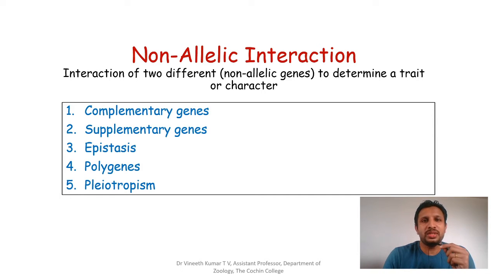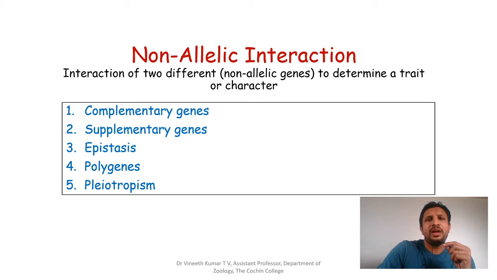But here we are going to see two non-allelic genes interacting together to produce a particular trait. It was earlier believed that a single gene or factor is responsible for the production of a trait. Here we are going to see two entirely different genes, which may be located in different chromosomes or in the same chromosome, interacting to produce a single trait.